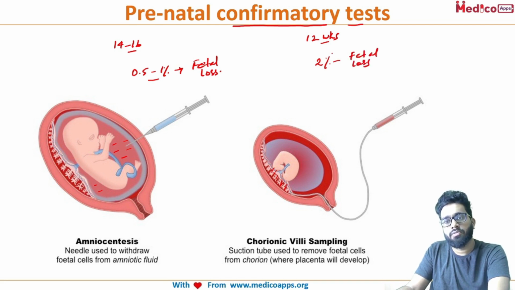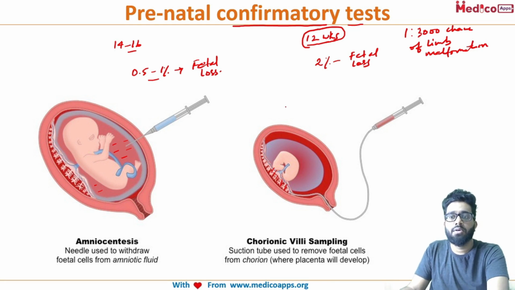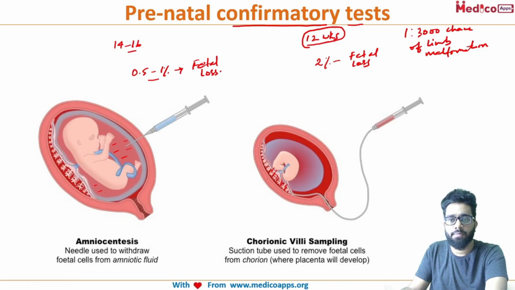This is usually performed at 12 weeks, that is early, because the later you perform it, it can cause problems in the fetus. Sometimes there is a 1 in 3,000 chance of limb malformation. Whenever I take the sample, that part of the fetal tissue can be disturbed, so that part can produce a limb malformation. That is the risk you have to explain to all the parents before you counsel them. So that is about your prenatal confirmatory test, amniocentesis or chorionic villus sampling.